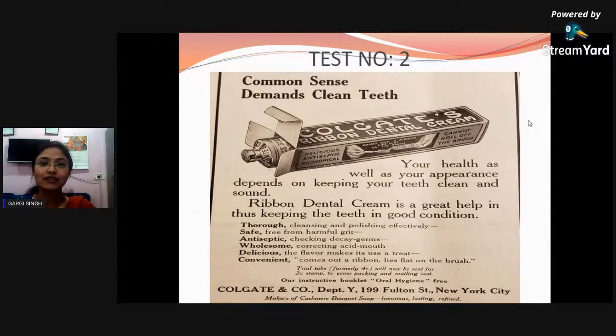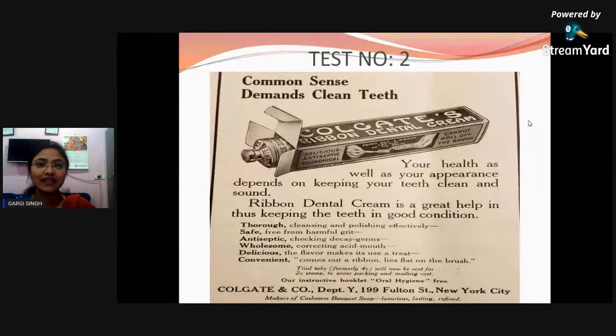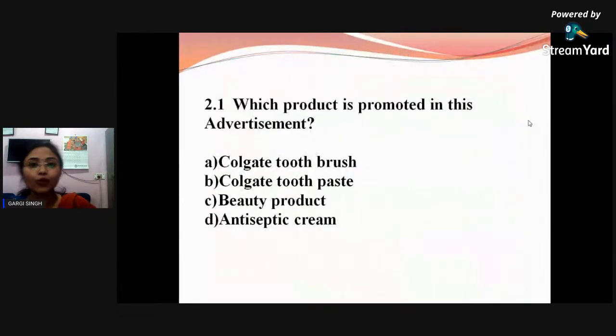So now I'll switch to questions that are related to this advertisement. Please use the information that I've told you. You have to retrieve information, you have to interpret properly, and then you have to evaluate and reflect upon it. This will make your thinking more critical and creative. So let's see the first question of task 2. Which product is promoted in this advertisement? It's quite an observation and very easy.